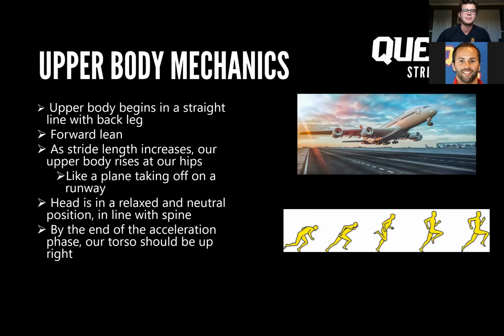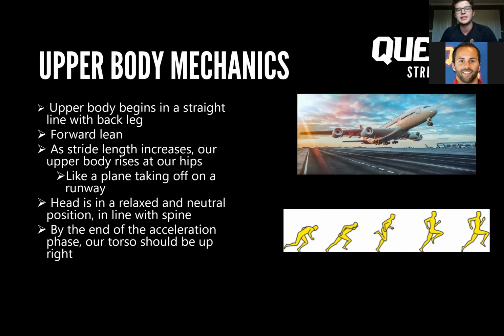The upper body begins in a straight line with the back leg. If you see here on this little line of sprinters, the second guy has his back leg extended and his torso straight like this. He's got the forward lean that we talked about. And it's a straight line from his neck, his head, all the way down to his back foot. And that's where the neutral pelvis really comes into play, as it sets us up to keep that spine straight.